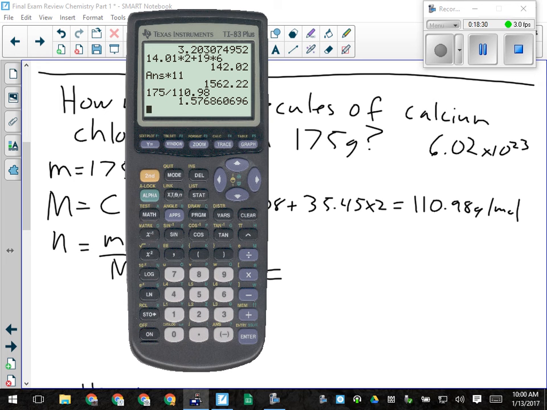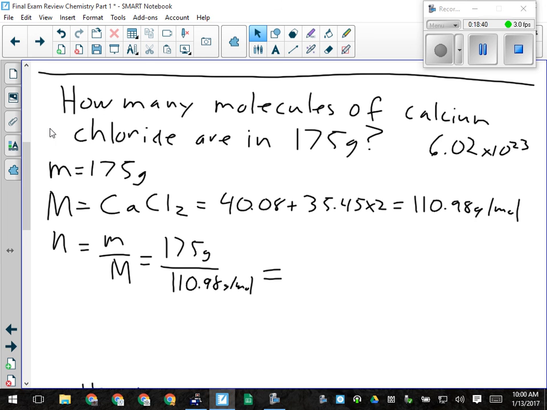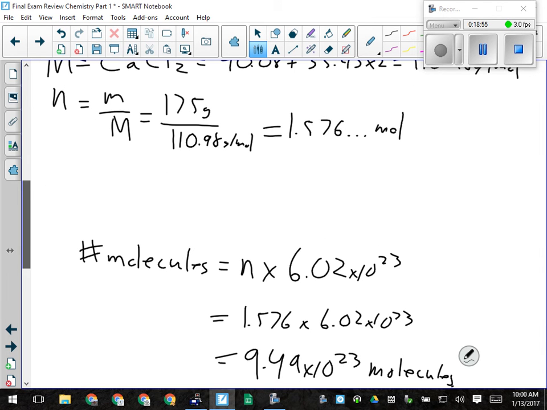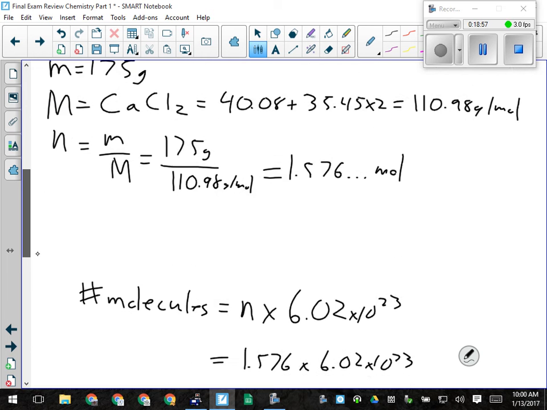So we're looking at 1.576, whatever. Should I keep all of those? Yeah, I'm not going to write them all down, but I'm going to keep them all in the calculator. So we'll go 1.576 dot, dot, dot, moles. Now I'm going to take that number and multiply by the number of molecules in one mole, and that'll tell me how many molecules I have in total, which is right there. I guess it didn't erase that part.